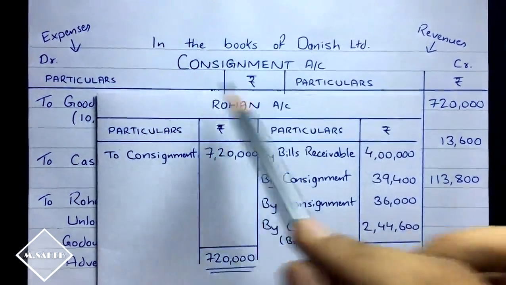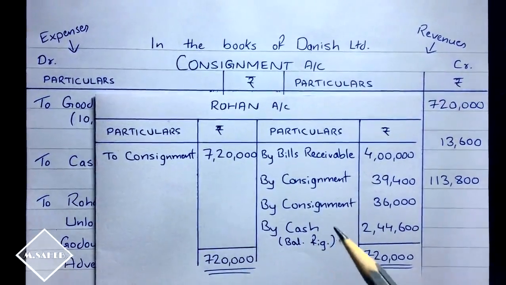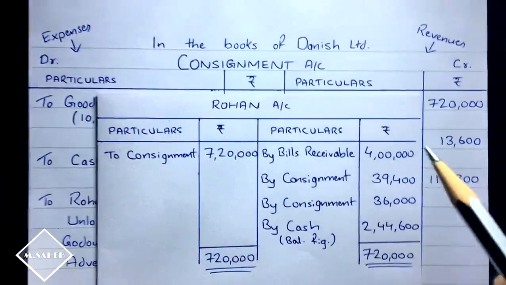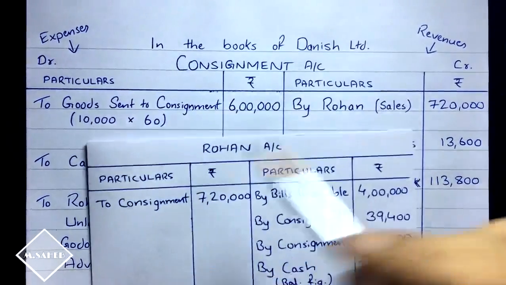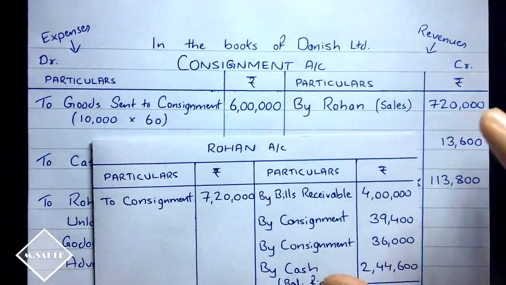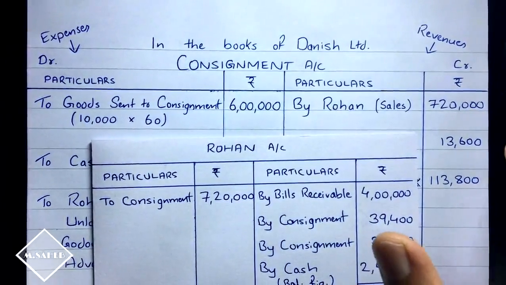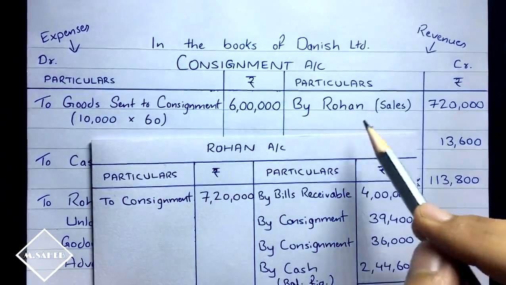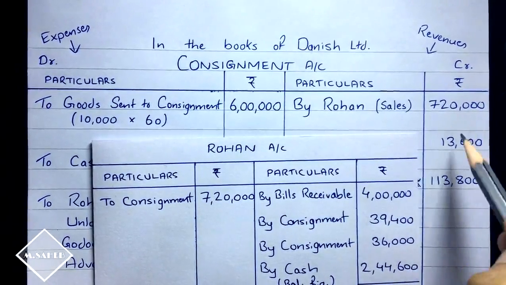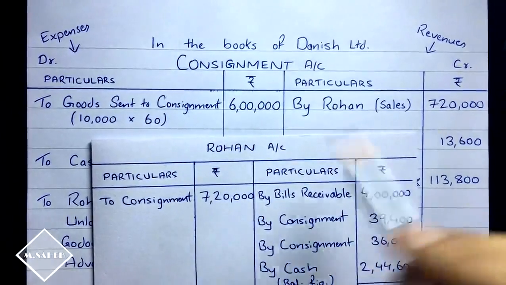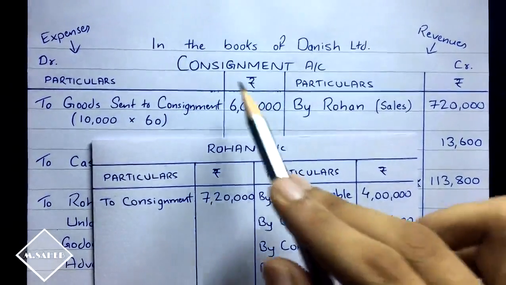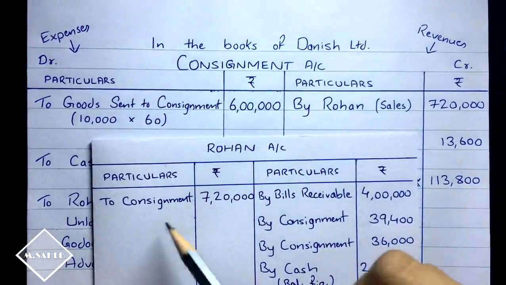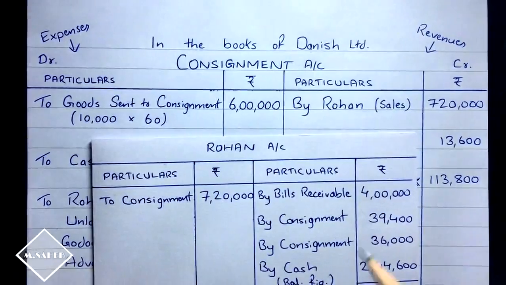Now after preparing the consignment account, you have to prepare the Rohan account, the consignee account, and this account is very simple and easy to prepare. You just have to do the cross postings, that's all. See, it's very simple. Here you can see, "By Rohan" in the consignment account is on the credit side. You have to take that amount, 7,20,000, on the debit side of the Rohan account, cross posting, as "To consignment" 7,20,000, simple.